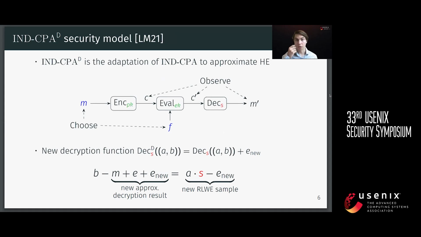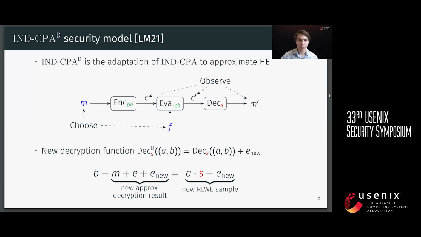In order to combat this problem, the same paper introduced a new security model called IND-CPA-D, which is an adaptation of regular IND-CPA to the approximate homomorphic encryption case. In this model, the adversary can choose the input M and the function to be evaluated, and the adversary sees all the ciphertexts that are produced and the final result.